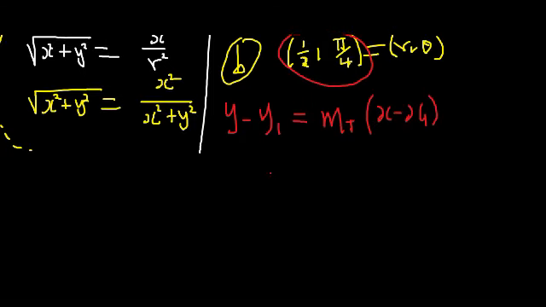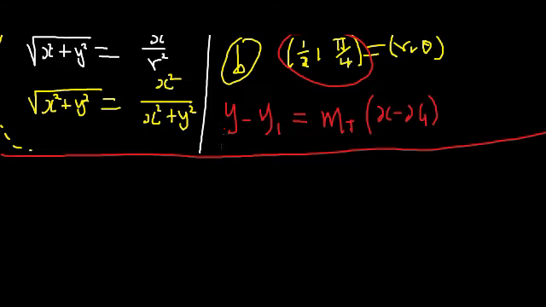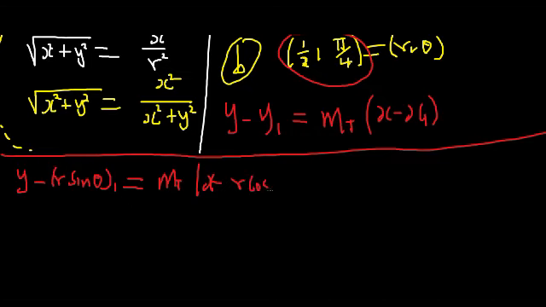So in effect, what do we need to do? We are going to have now y minus y1, and we saw that y1 was r sine theta, but in this case we're talking of 1, right? To be equal to mt into x minus x1, where x1 was r cos theta, but in this case we're talking of the initial conditions. Now we are going to look for m of tangent.